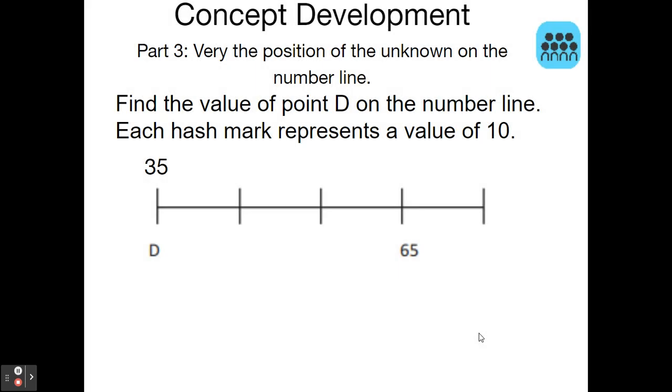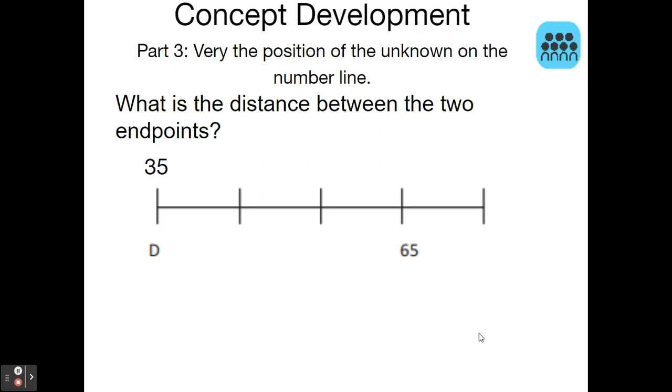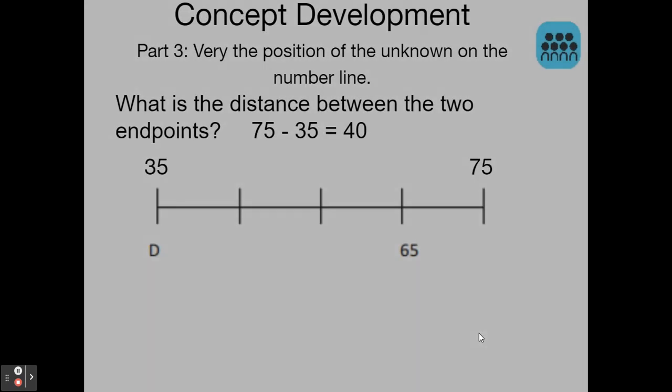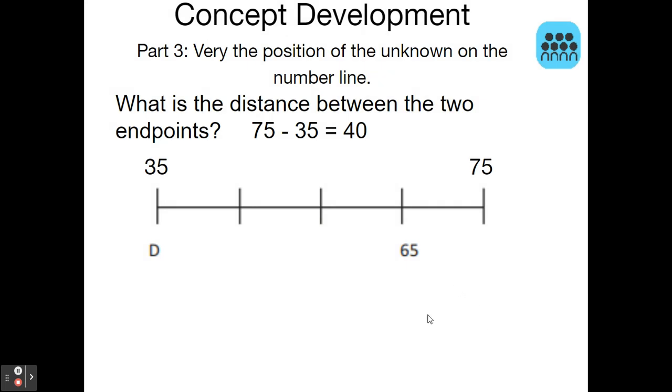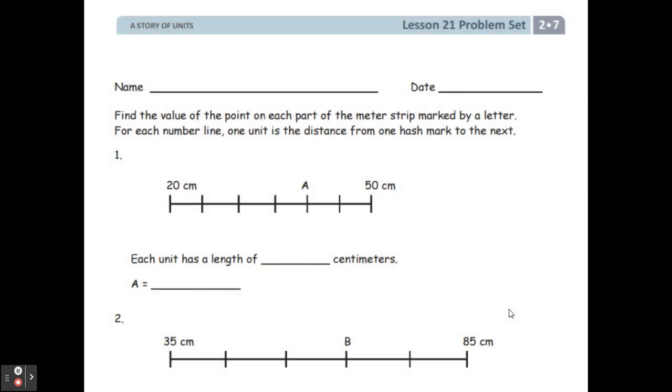All right. So what is the other endpoint? And more than 65 is 75, right? So what is the difference between the two endpoints? 75 minus 35 is 40. Let's check. 10, 20, 30, 40. Or I can go backwards. 10, 20, 30, 40. Both ways are correct. All right, this leads you into your problem set.